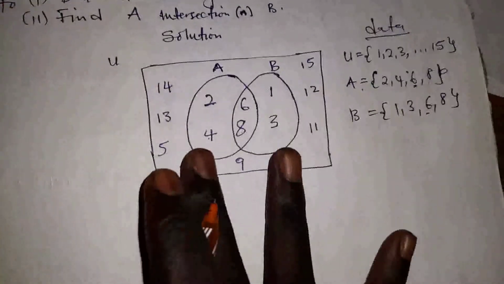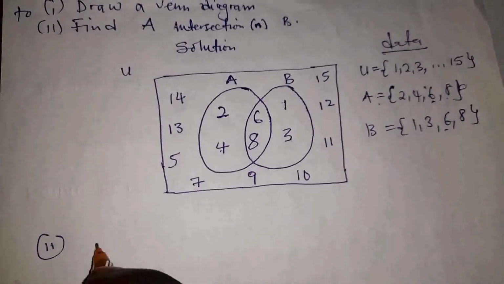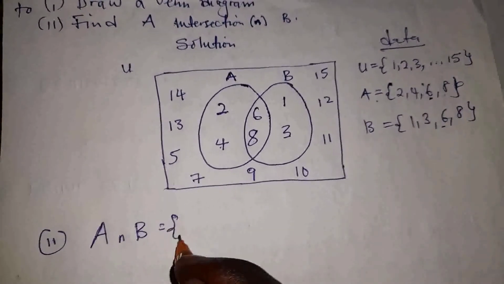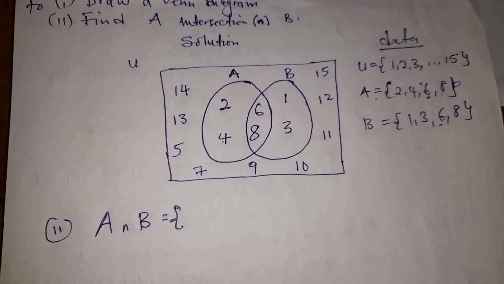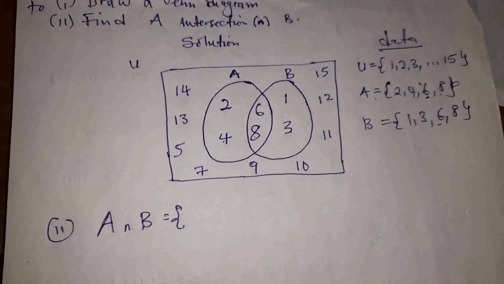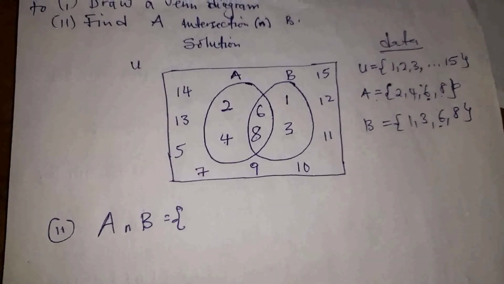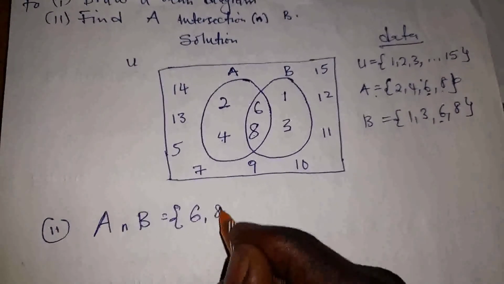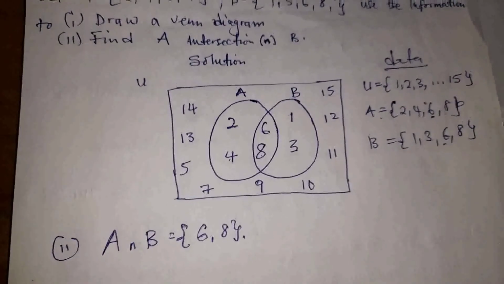Good. So let's move to the second part of the question, which is to find A and B. A and B means A intersection B. Intersection simply means what is common. What can you see in A at the same time you are seeing it in B? That is from the data. Also going to the diagram, what is in between A and B? Automatically we are seeing 6 and 8. That is all. I hope you like this video.